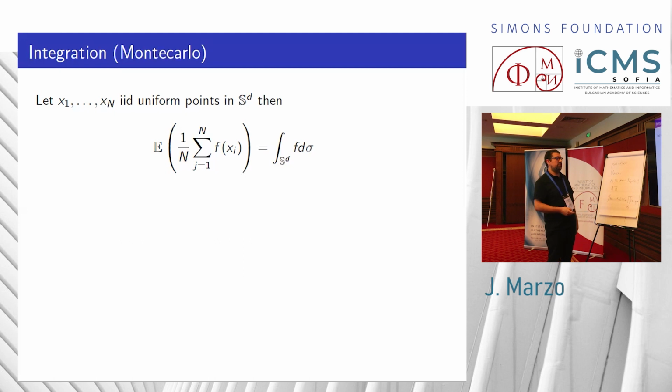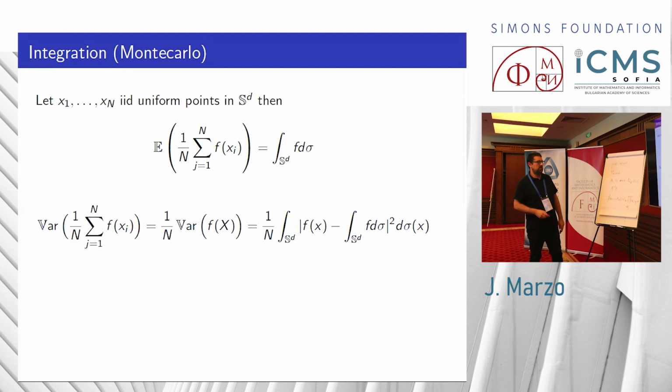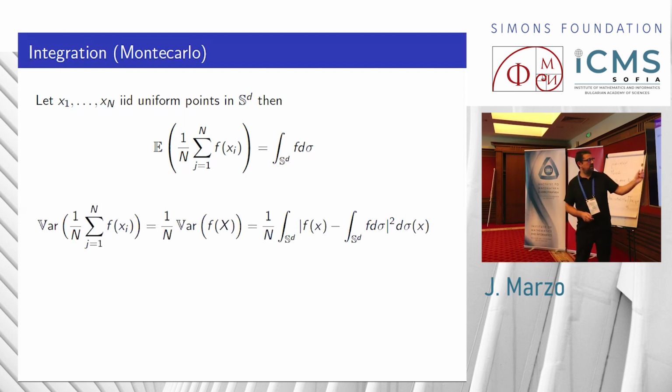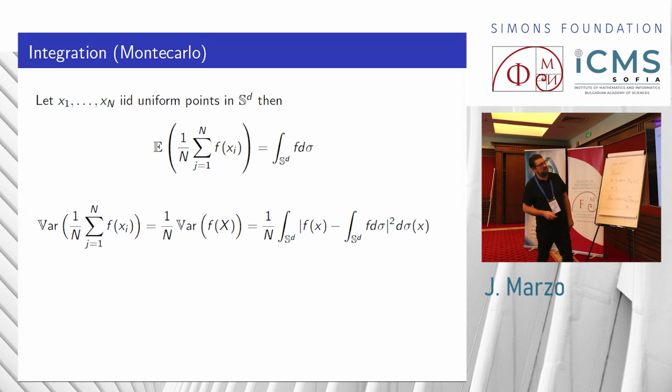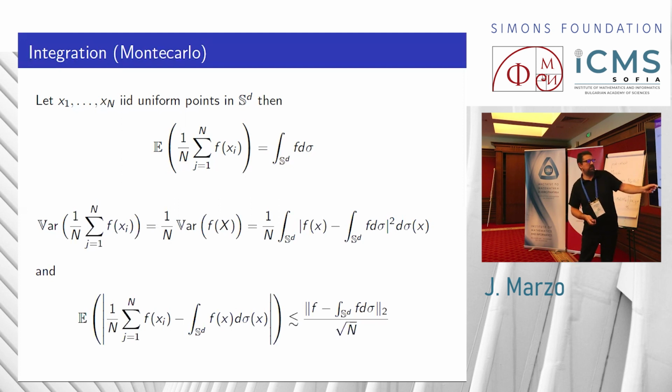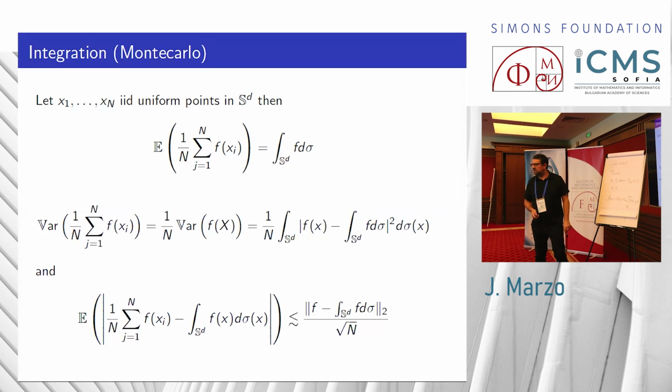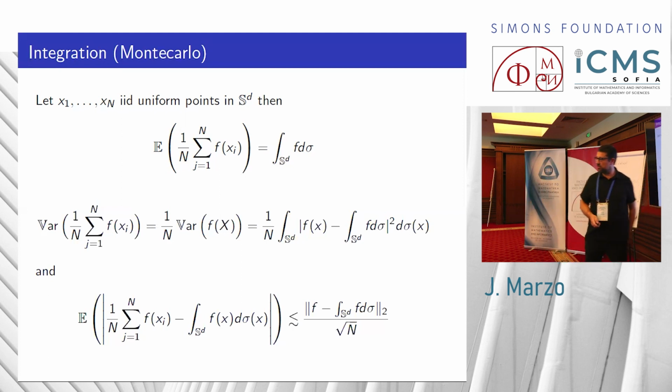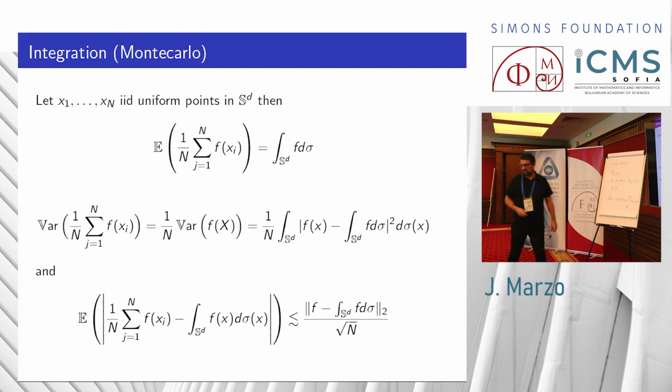But what you can prove, for example, is that the expected value of this average will be the integral, and the variance of this same quantity is going to be this L2 norm. Bounding this by the square root of the variance, you will get that this error in the integration decreases like this. So it's one over the square root of n. This is what you get for free just by applying this Poisson.